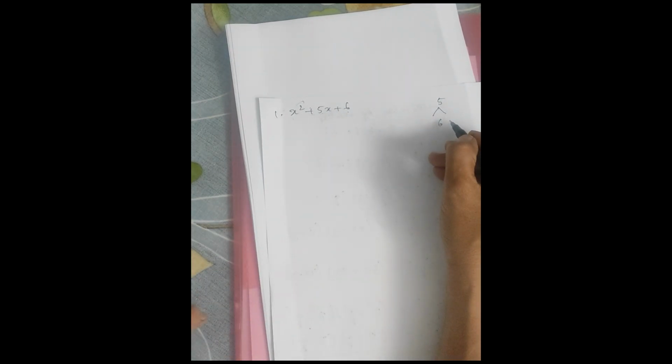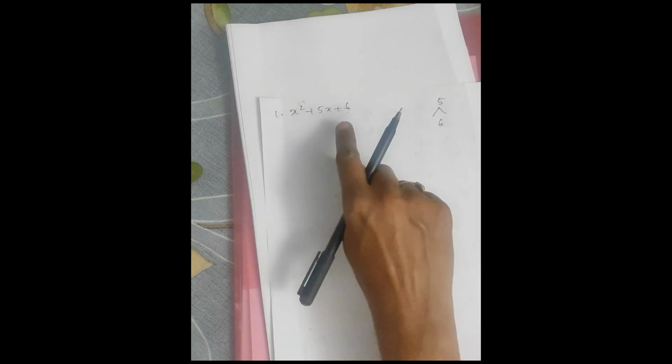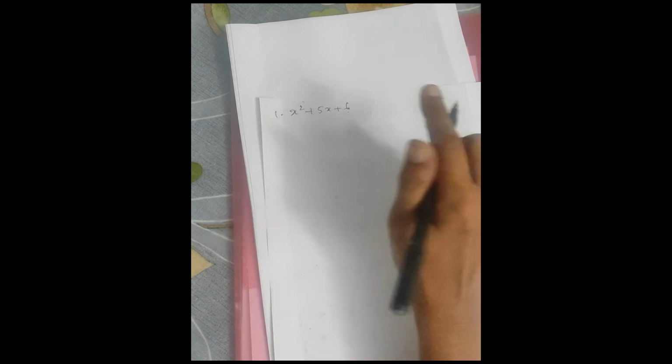So we should get two numbers which add to 5 and when multiplied give 6. What are the factors of 6? Factors of 6 are 2 into 3, easily we can find. 2 plus 3 is 5. So the numbers are 2 and 3.